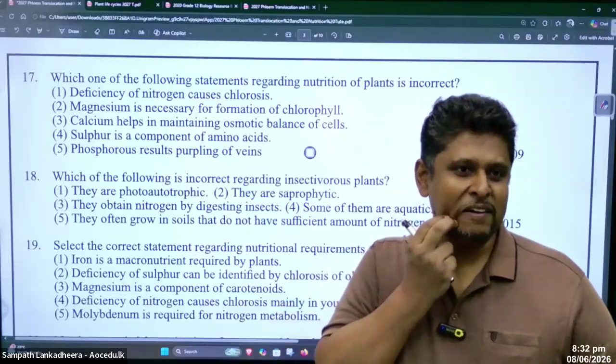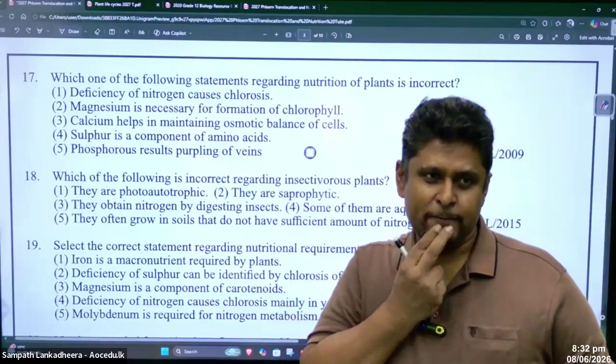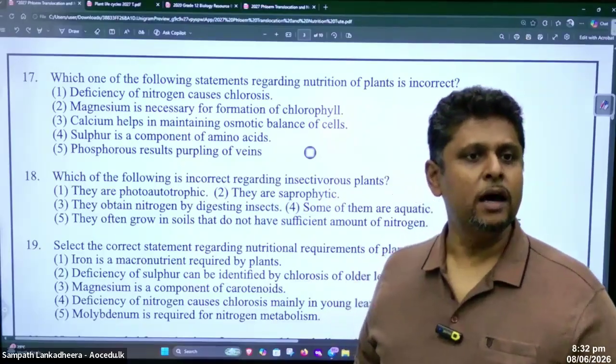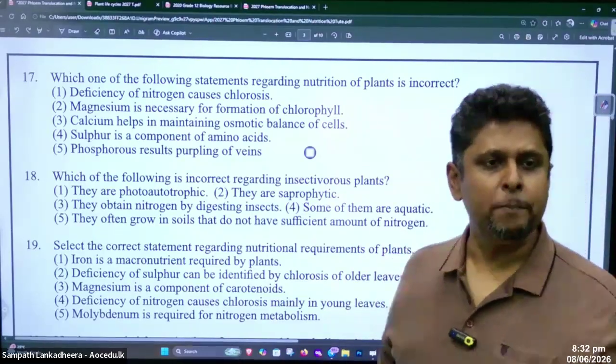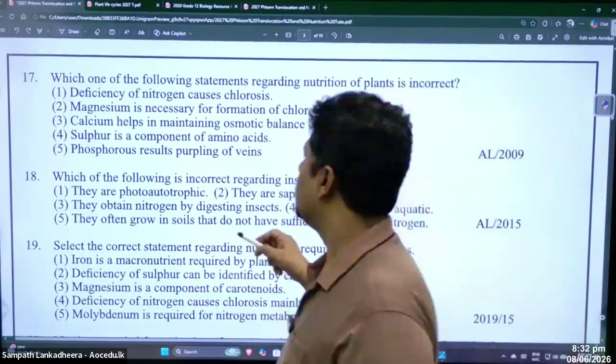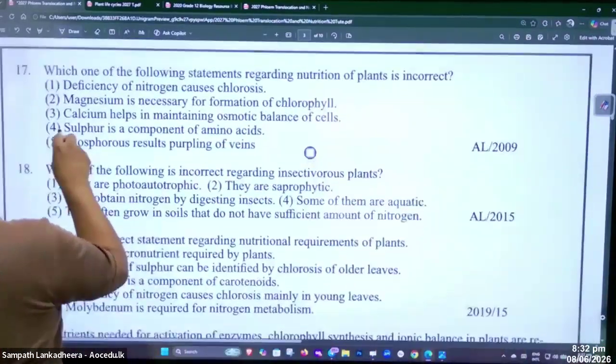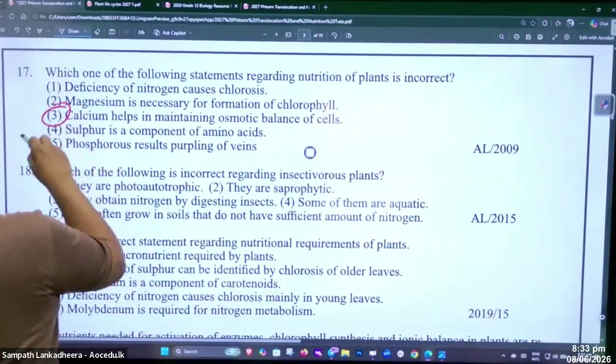Next one: sulfur is a component of amino acids, correct? Sulfur-containing amino acids are there. Phosphorus results in purpling of the veins. Yes, that's perfect. So we got the answer: calcium is the answer.